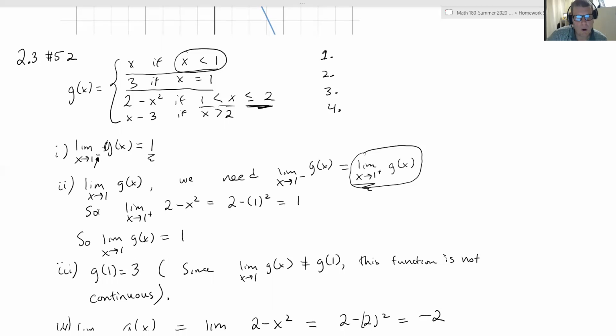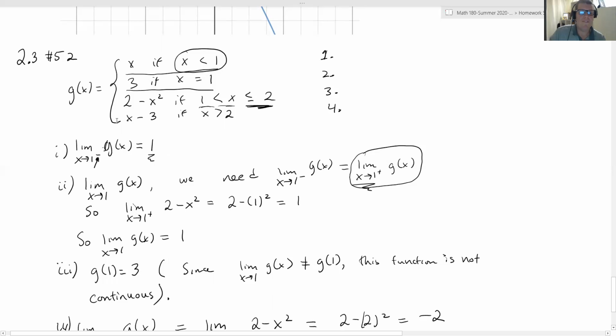But if we have a hole in the graph like we do here, then we could very possibly have it be not continuous, since, and we've got it right here, the limit as x approaches 1 of g of x doesn't equal g of 1. That's how we know it's not continuous. It doesn't match that requirement.